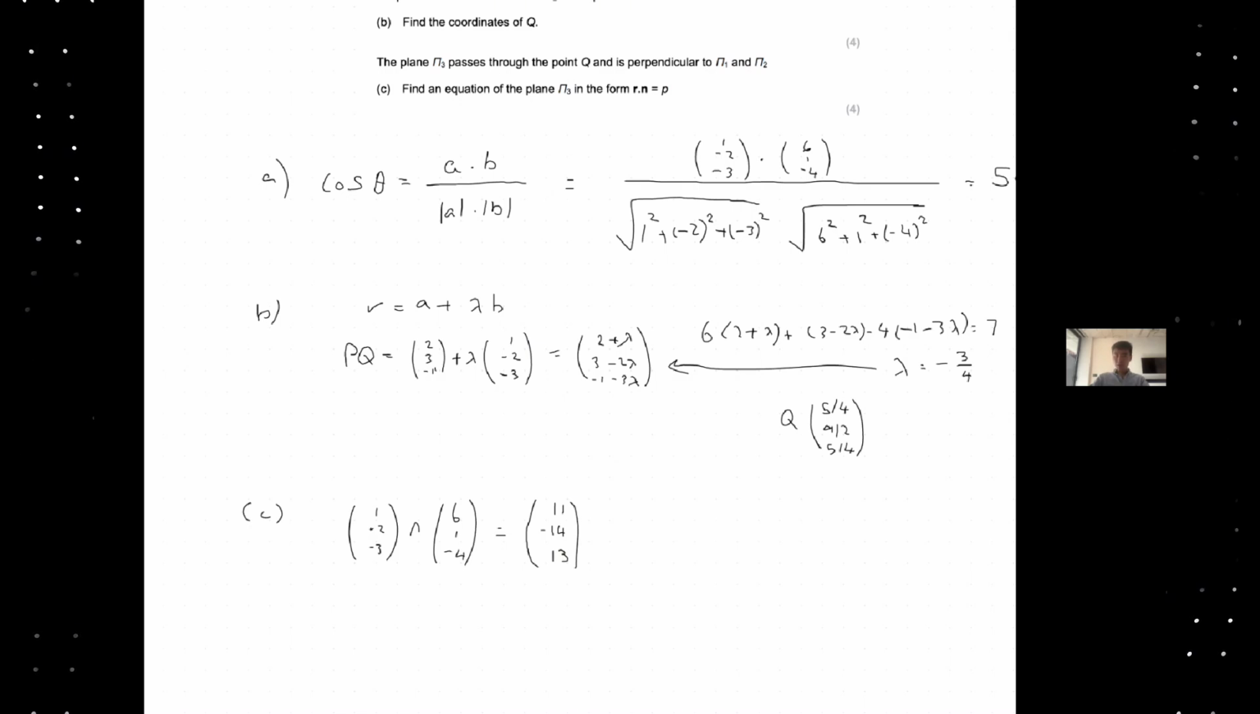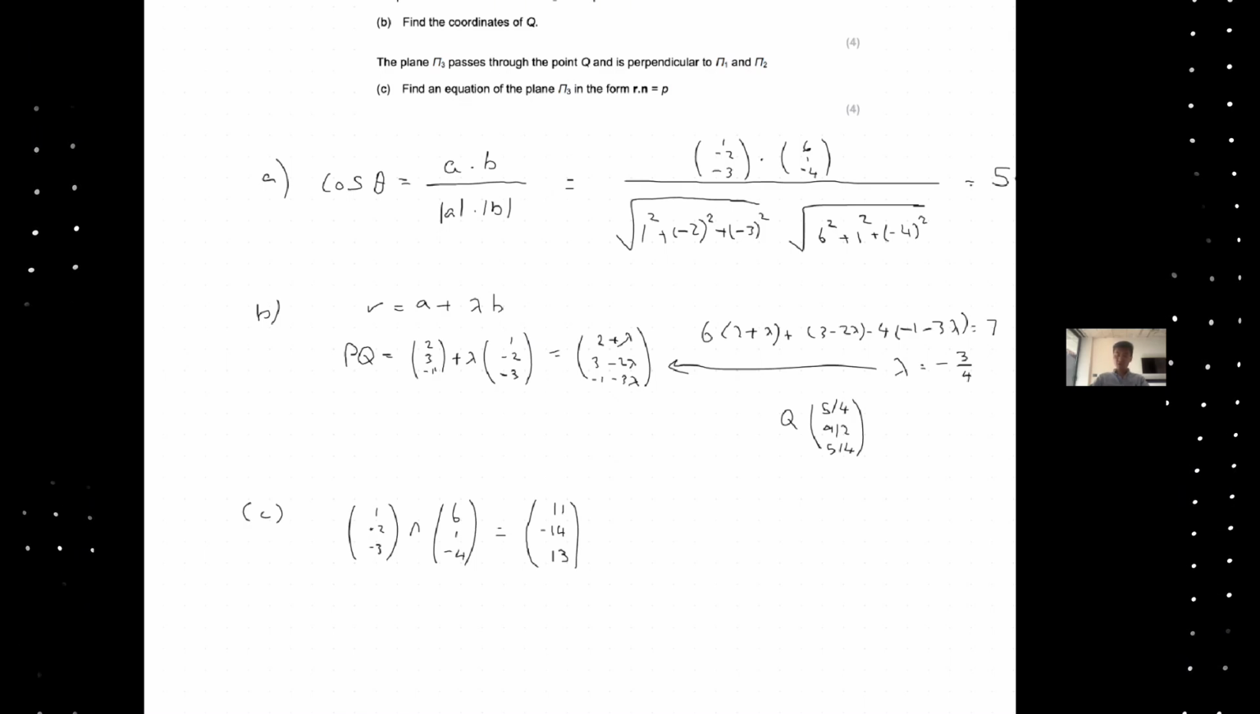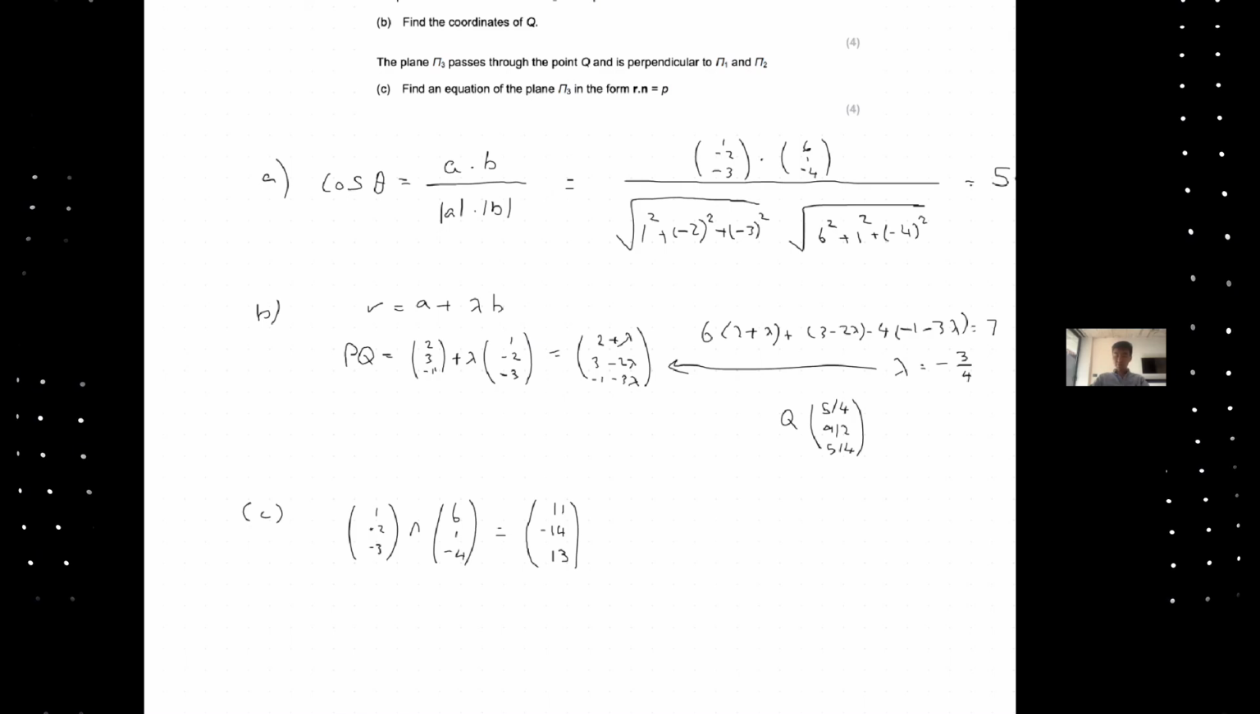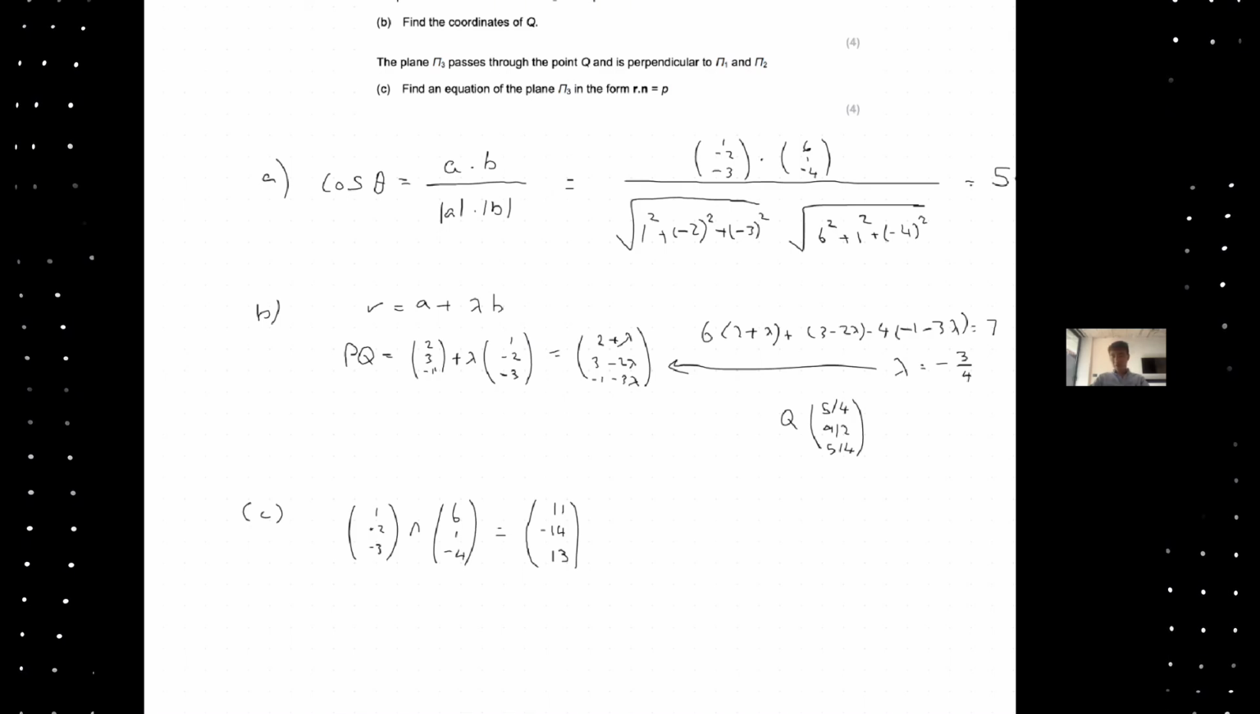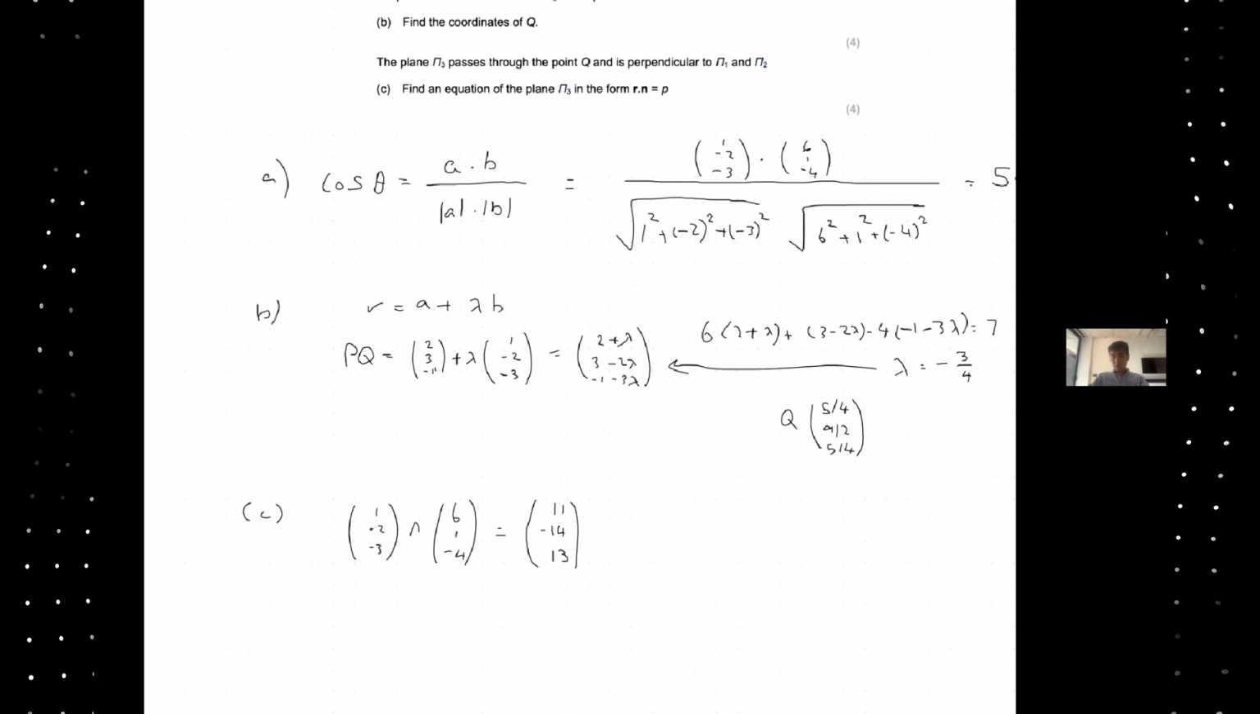In the question, they want us to give it in the form r dot n equals p, and this is your n, right? And we did that by doing the cross product between the two sets of normals. Okay, that's going to be your n. Now, how do we find p? Well, to find p, we simply have to do the dot product between the normal vector and the point that we just found.